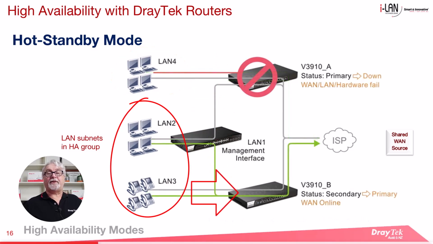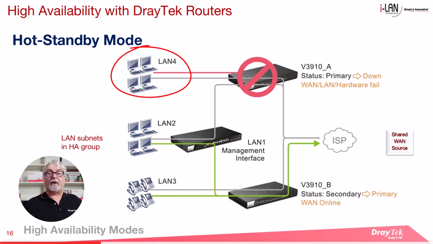When the primary router goes down, router B becomes the primary router, so all traffic from the LAN subnets in the high availability group are forwarded to router B. However, since LAN 4 is not part of the high availability group and is directly connected to router A, it will also go offline when router A goes down. You might set it up this way if LAN 4 is a guest network which isn't critical for the business's operation, so if that goes offline, they all just have to wait for the issue to be fixed.